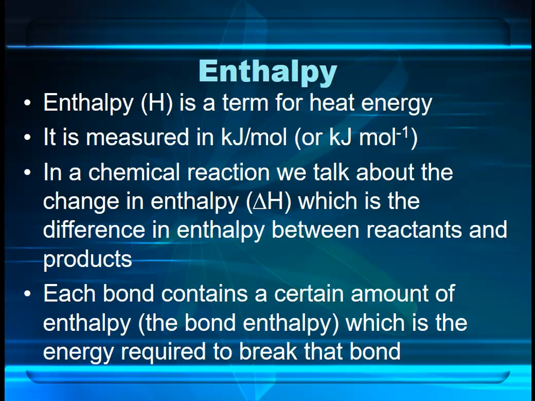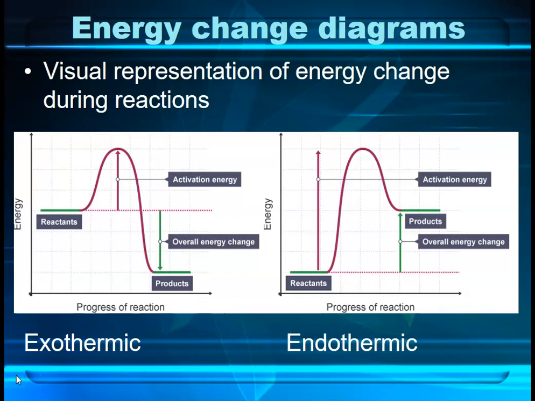Now, the other thing to remember is that each chemical bond contains a certain amount of enthalpy. So that is the energy required to make or break that bond. So we can look at the energy change in a chemical reaction in a visual way, and that's what these two graphs are showing us. They're called energy change diagrams because they show how the energy changes in a reaction as you go from the reactants to the products.